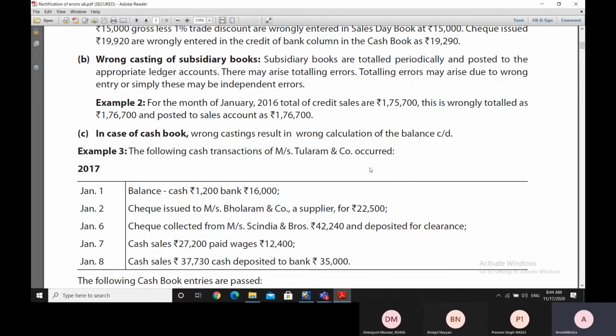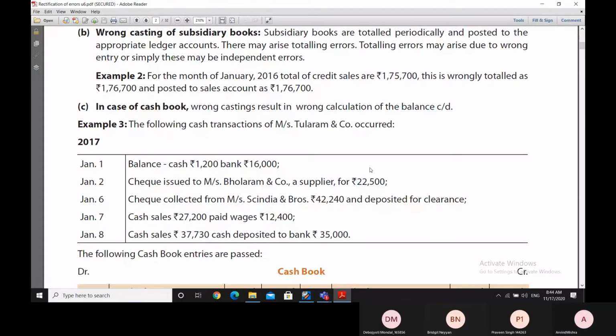Now let us see the cash book. While casting the cash book or while making the cash book, if we do not cast the cash book properly, if we do not write the cash book properly, then it will lead to a wrong calculation of the balance carried down.